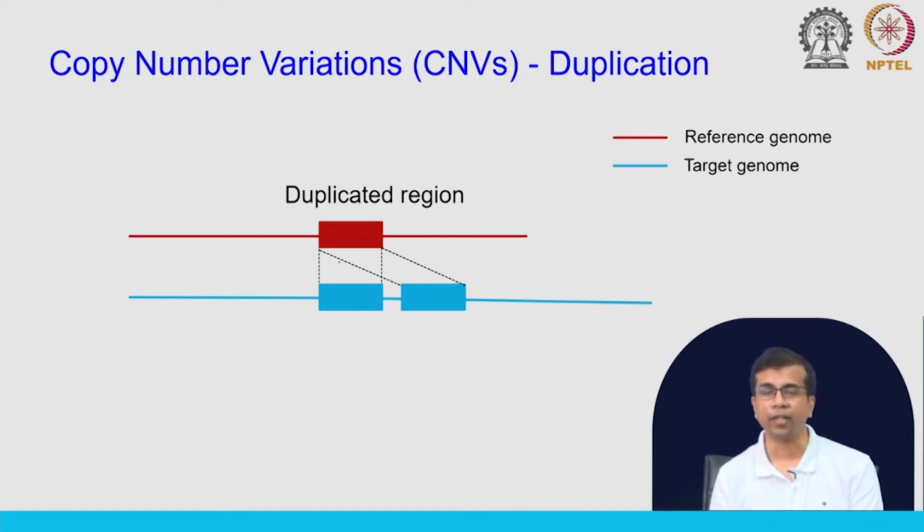The general term for duplication is amplification, where you can see even more than 2 copies of the same region. It can happen that you have 3, 4 copies of the same gene in the target genome. That we call amplification.